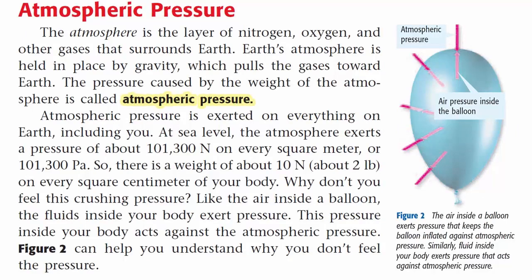Atmospheric pressure. The atmosphere is the layer of nitrogen, oxygen, and other gases that surrounds Earth. Earth's atmosphere is held in place by gravity, which pulls the gases toward Earth. The pressure caused by the weight of the atmosphere is called atmospheric pressure. Atmospheric pressure is exerted on everything on Earth, including you. At sea level, the atmosphere exerts a pressure of about 101,300 newtons on every square meter, or 101,300 pascals. So, there is a weight of about 10 newtons, or about 2 pounds, on every square centimeter of your body.